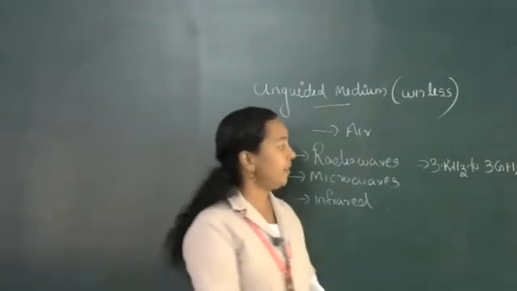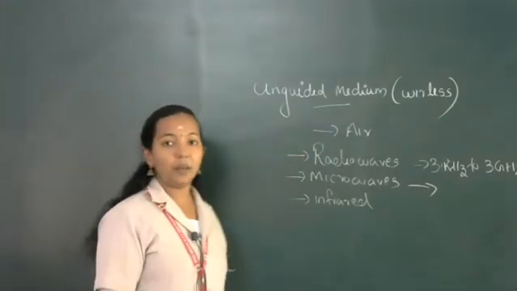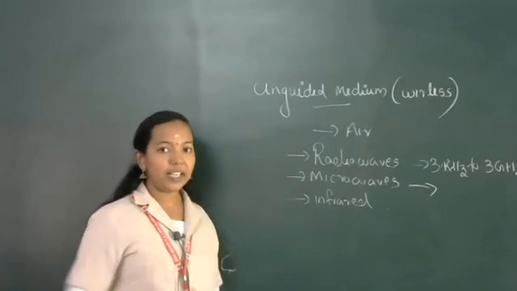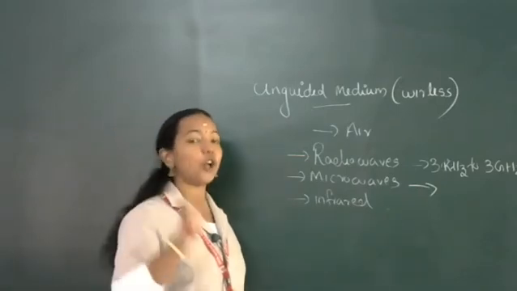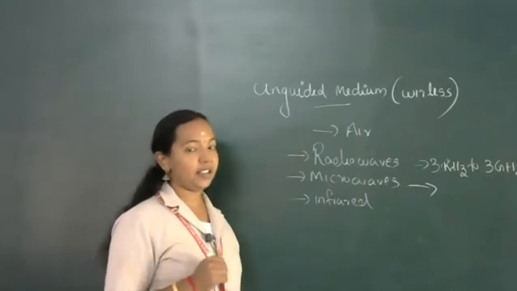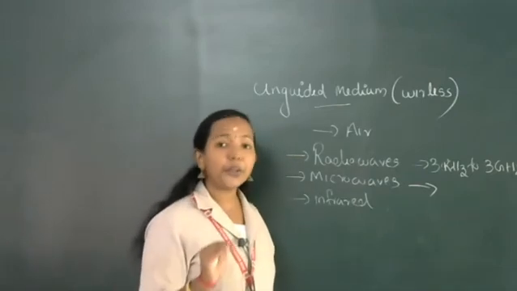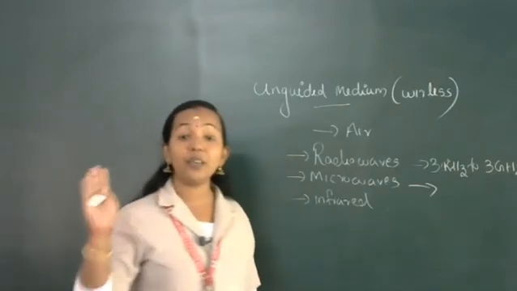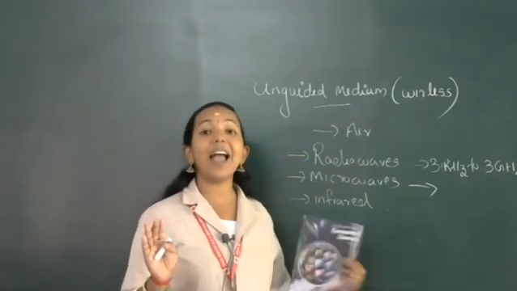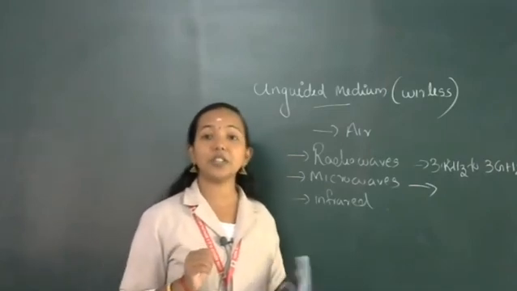Then the second term that we are using in unguided medium is microwave. Microwave we normally use in hilly areas, that means where the height is bigger than the normal size. But there are some disadvantages. In microwave you have to place the antennas in a face-to-face manner. Both the antennas should be placed face to face. Then only the data transmission will take place.